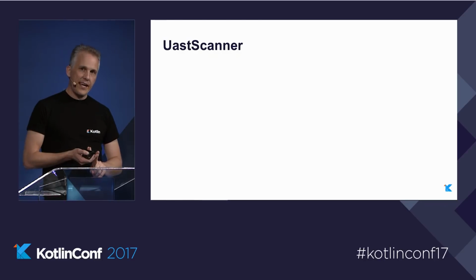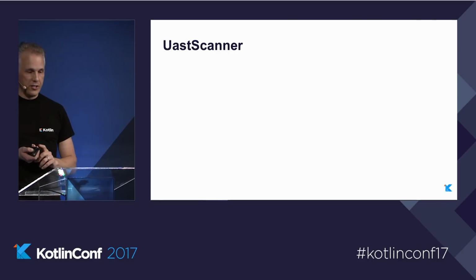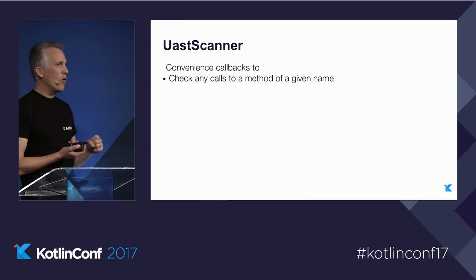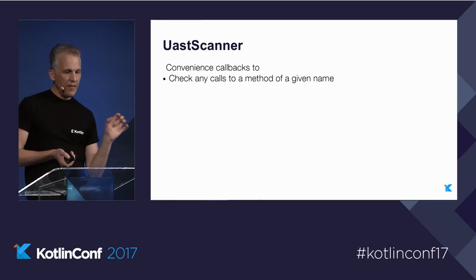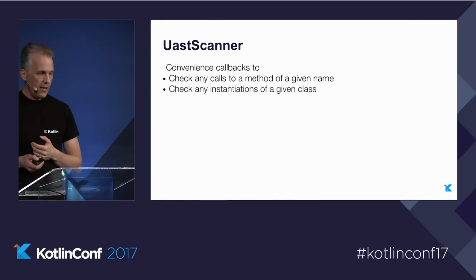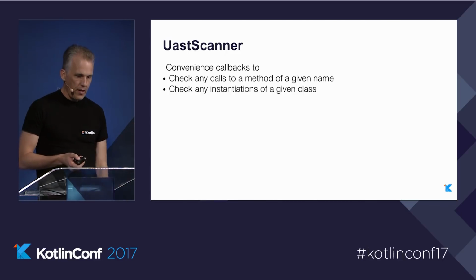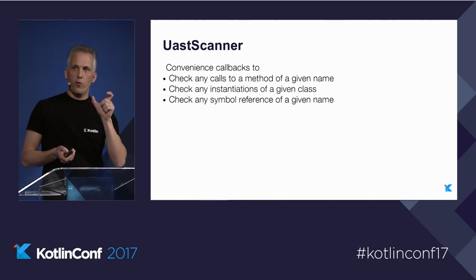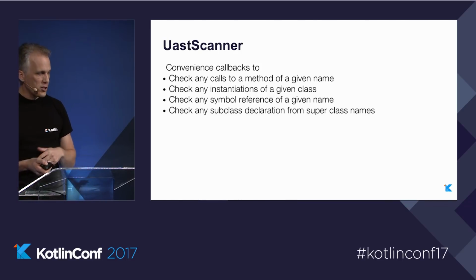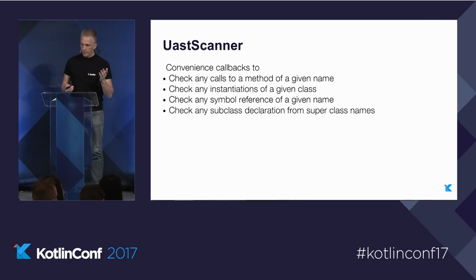So we have the UAST scanner, which is this feature interface similar to XML scanner, which helps you write lint checks for Kotlin. So there's a bunch of callbacks. For example, you can say, I want you to call me whenever a method of one of these method names is provided. For example, call me when someone calls a method called makeToast. Or when someone instantiates a given class, like I want to know when someone instantiates a fragment. You can look for symbol references. So your lint check may say, call me whenever someone references a field called serialVersionUID. Or subclasses or subinterfaces. So you can be called back whenever anyone implements Parcelable.